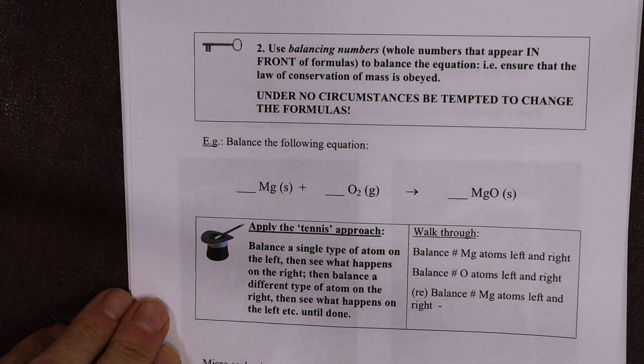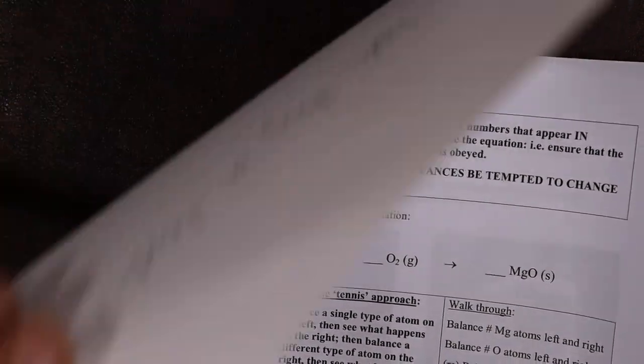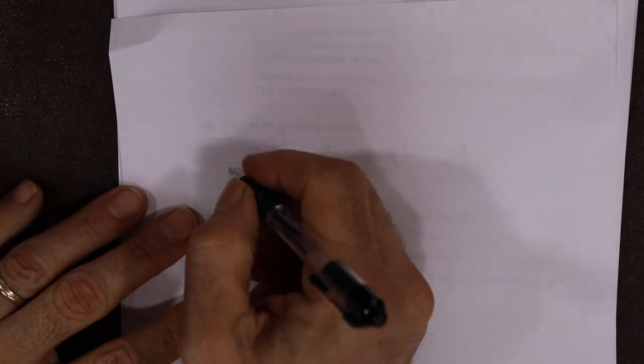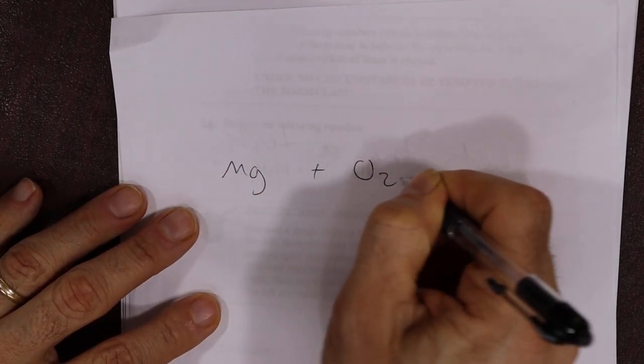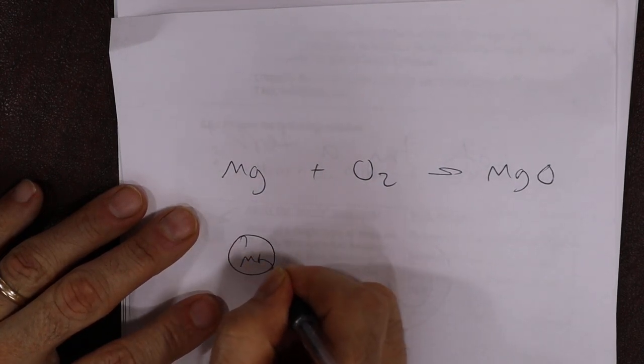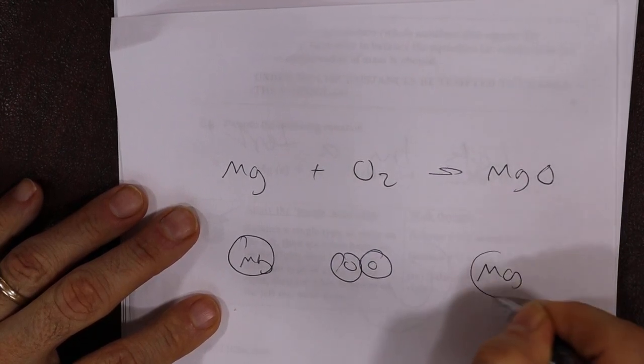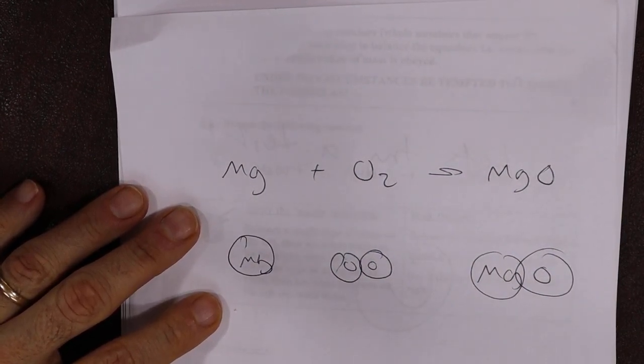What I like to think about is what I call the tennis approach. We're going to get the same number and type of atoms on the left and on the right, before and afterwards. A nice way to do this is to draw a little picture. So I've got Mg plus O2 goes to MgO. That's what I got from my first step. What's Mg? It's just an atom of Mg, right? What's oxygen? It's just 2 oxygens stuck together. And MgO is just an Mg and an O stuck together.